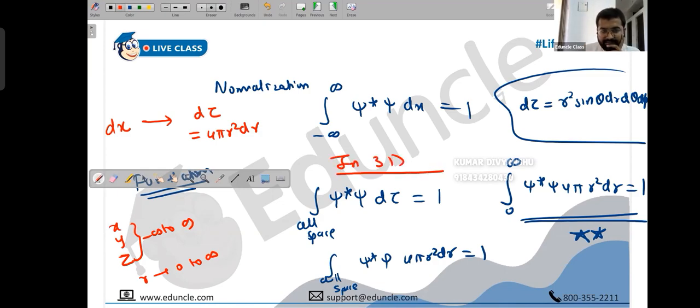So in 3D, you write this. In this case, you have to take care. So r goes from 0 to infinity. That's very important to recall.